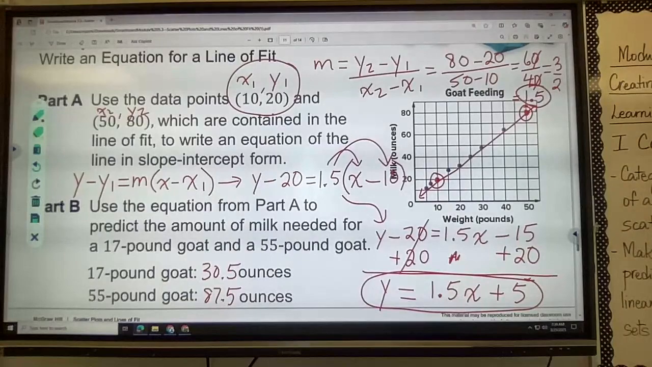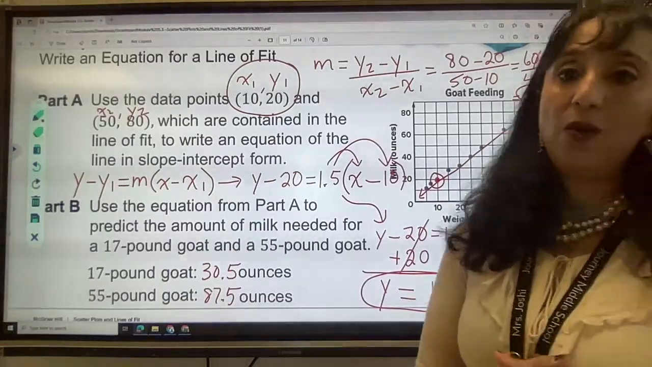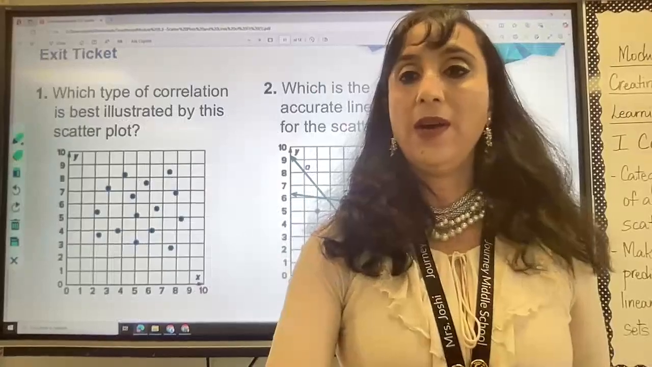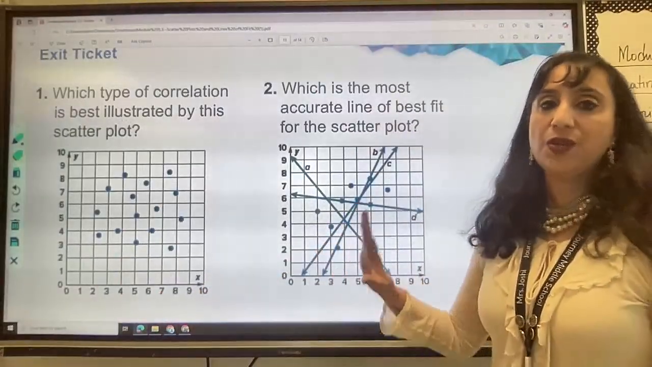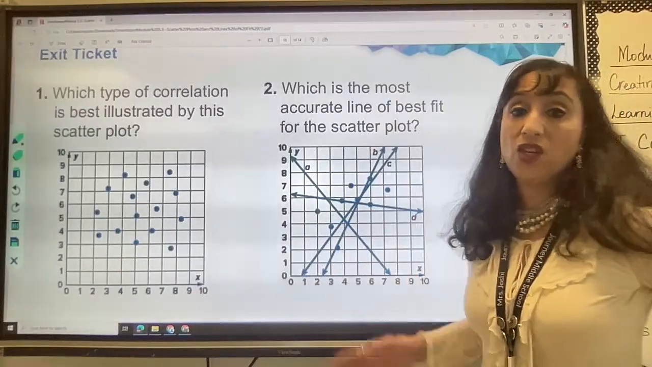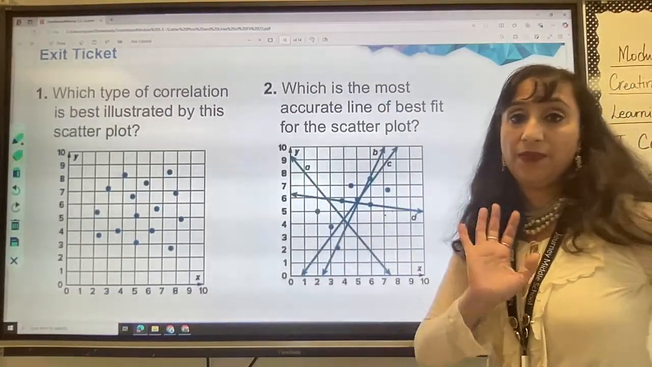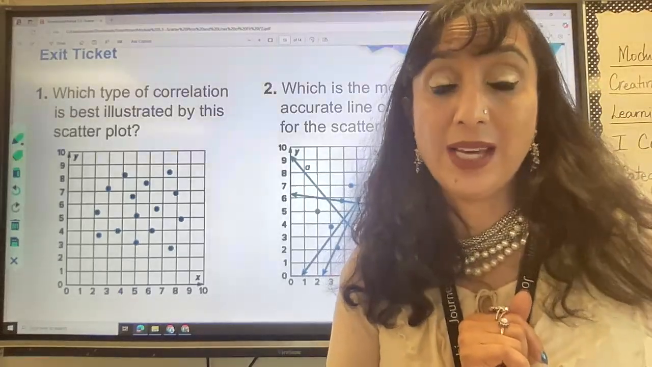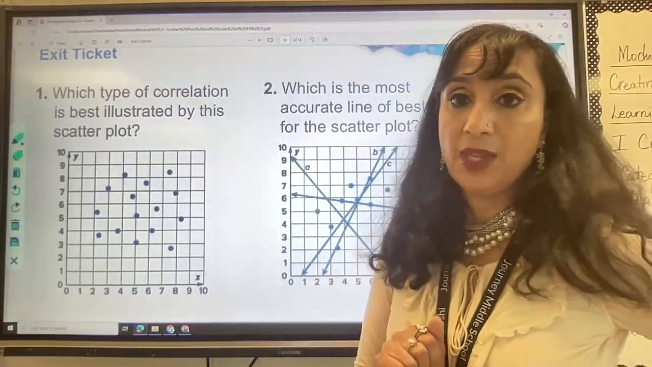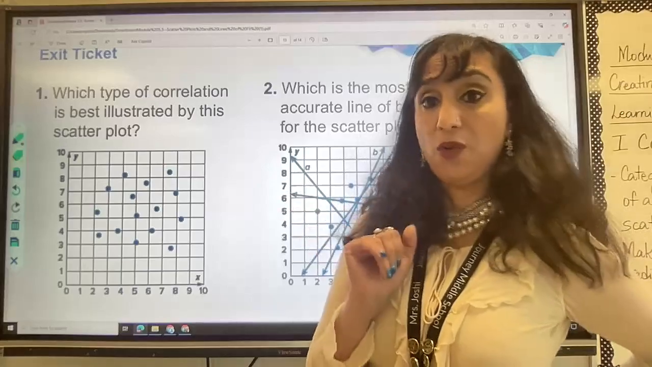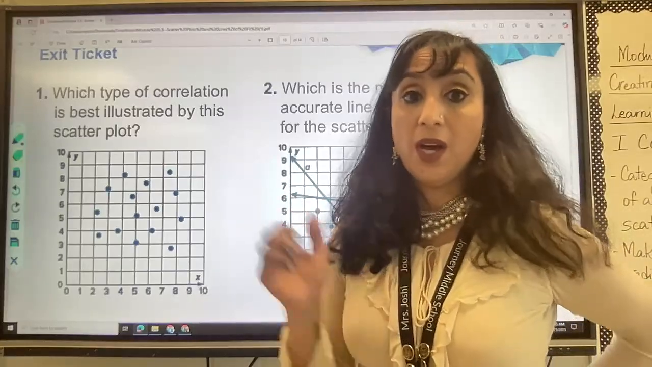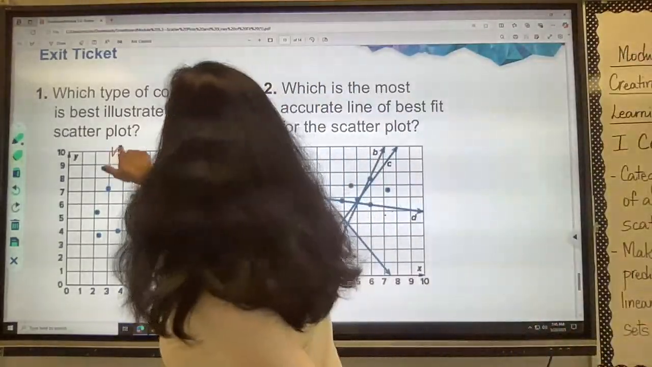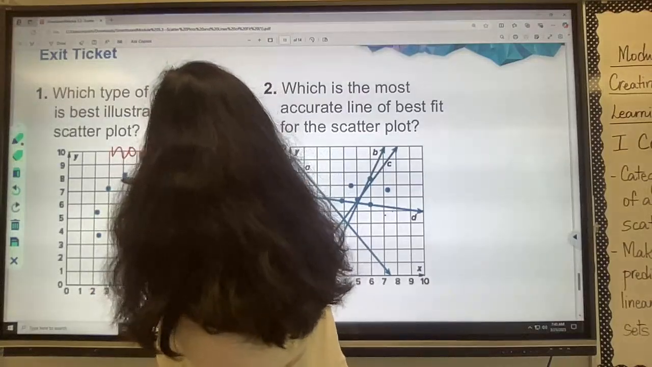Okay? All right, there's one last thing that I would like you to see before we finish our lesson today. Let's look at this over here. We've got two scatter plots. Actually, this one is the same as that one. We're talking about which type of correlation is best illustrated by this scatter plot. So the first one, is there an upward trend? No. Is there a downward trend? No. This is all over the place. So this one over here, there is no correlation.